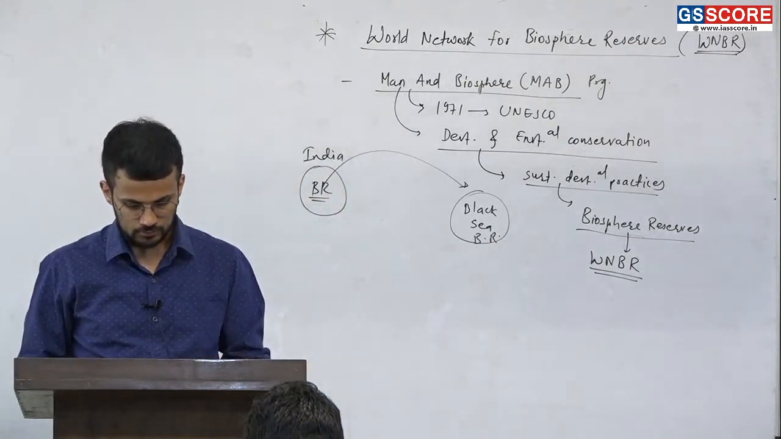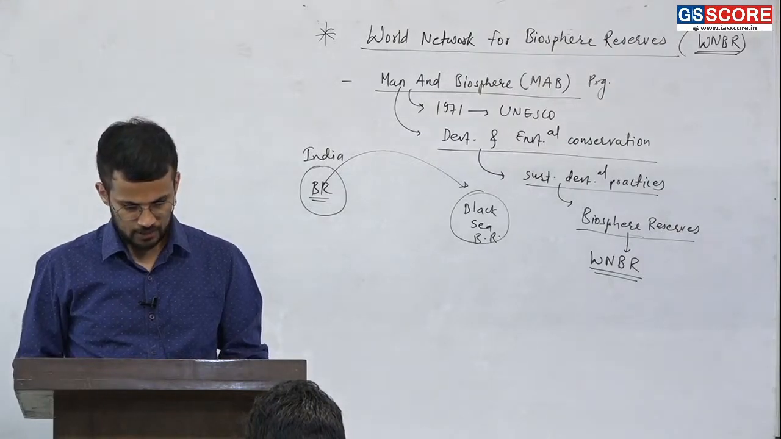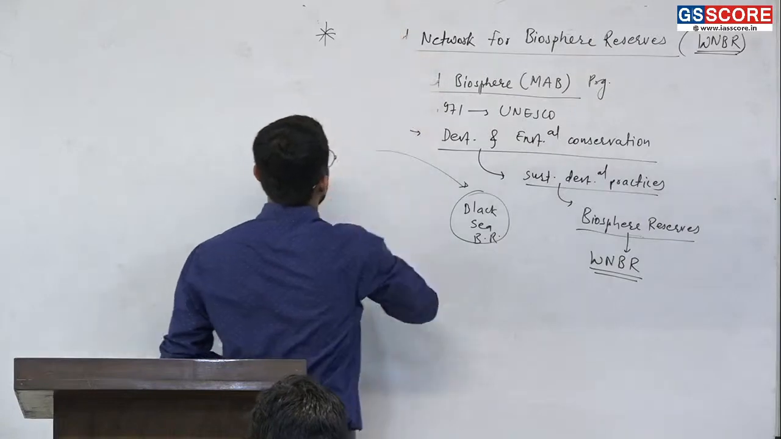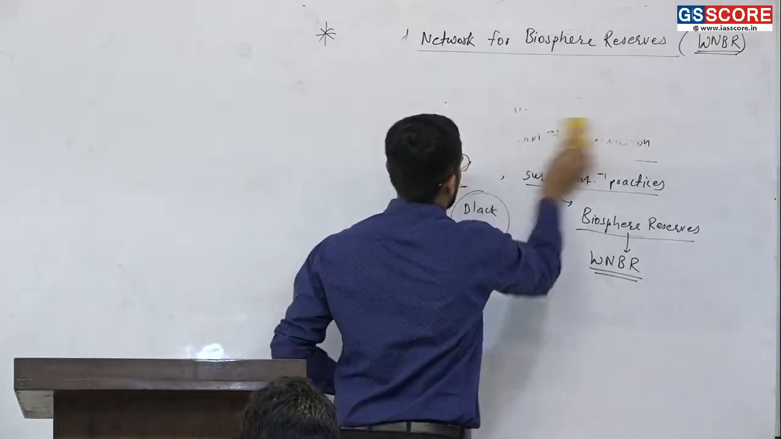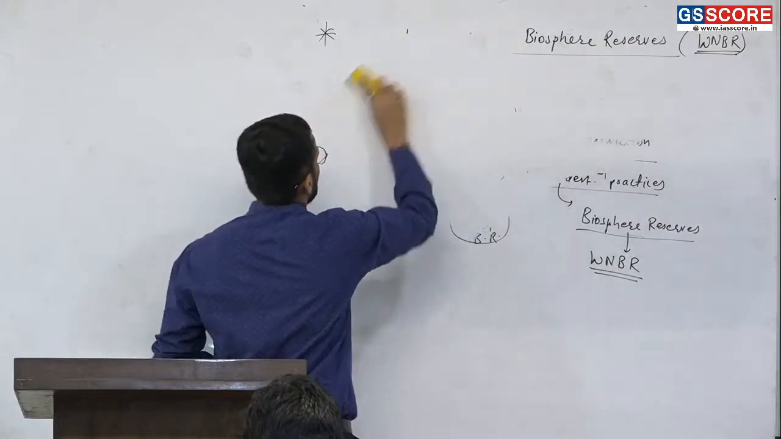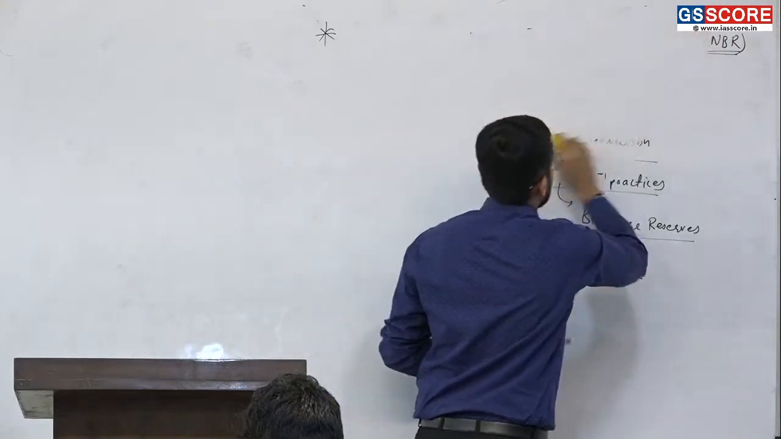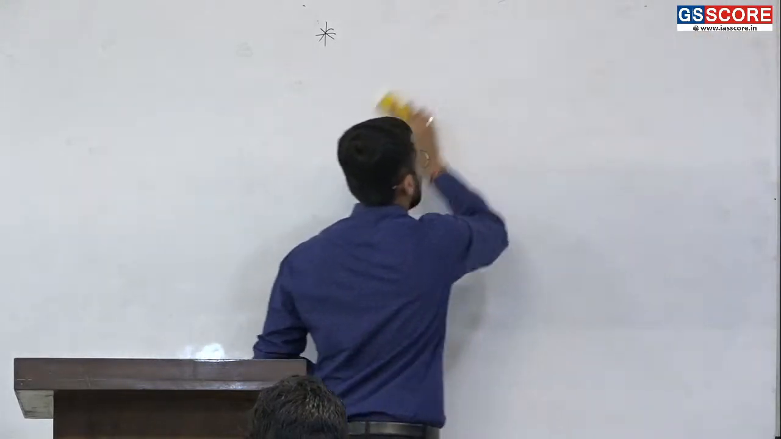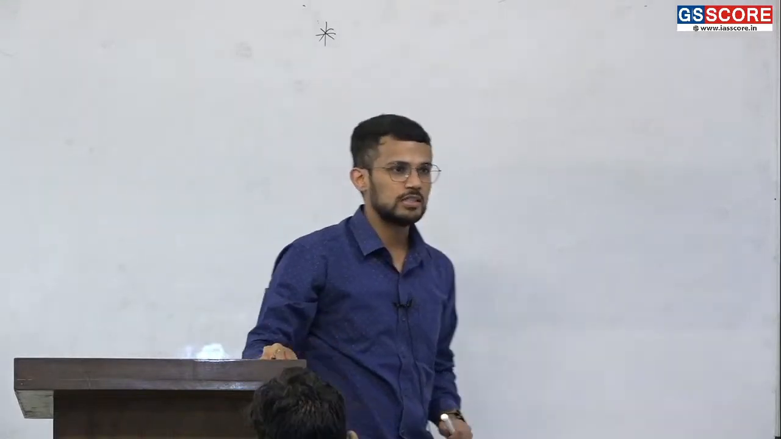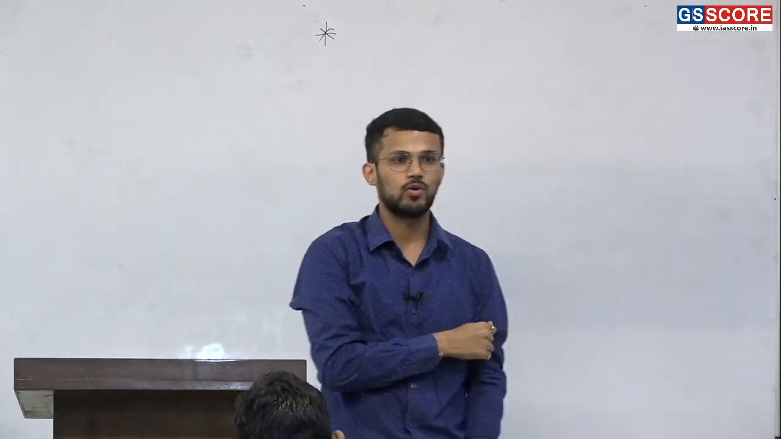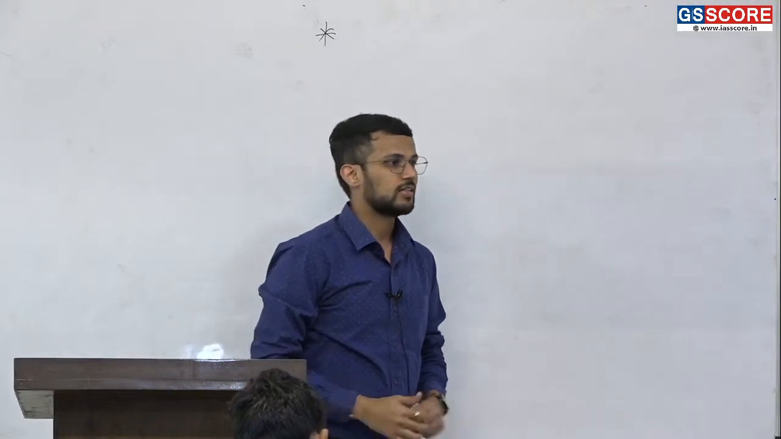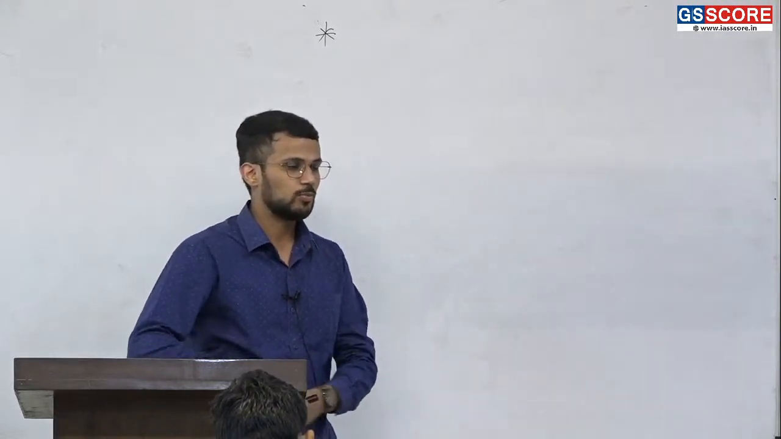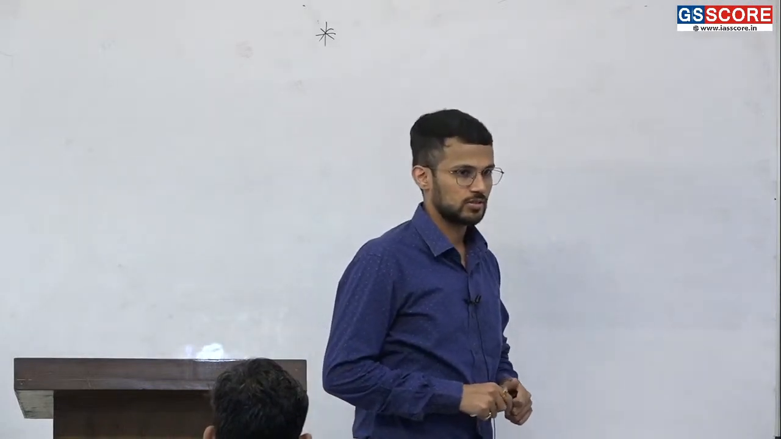Next. Let us discuss a few points for Project Elephant. Can you please tell me when it was started? 1992. It is a centrally sponsored scheme of the Ministry of Environment, Forest and Climate Change, MOEF and CC. Can you please tell me what are centrally sponsored schemes?